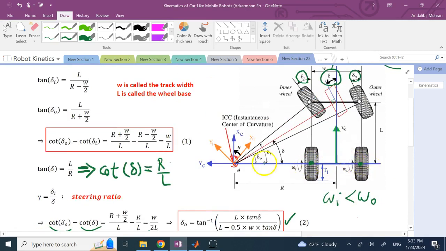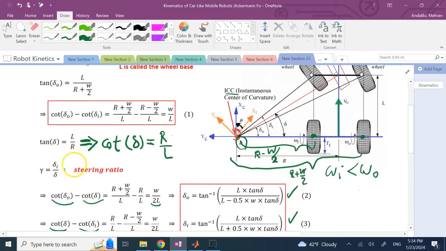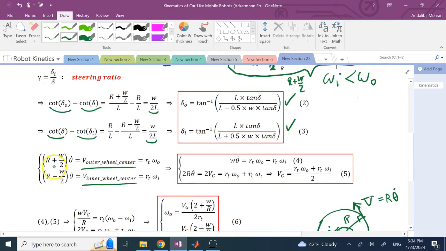They are both spinning about this ICC point, and the distance for them, remember, for one of them was r minus w over 2. For the other one was what? It was basically this distance here, which was r plus w over 2. So these radii times this theta dot should be the velocity of those two centers, and these are these formulas that you can see.